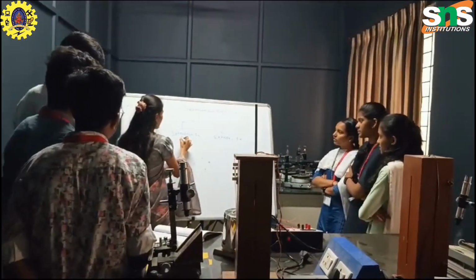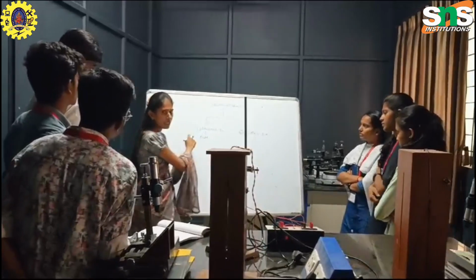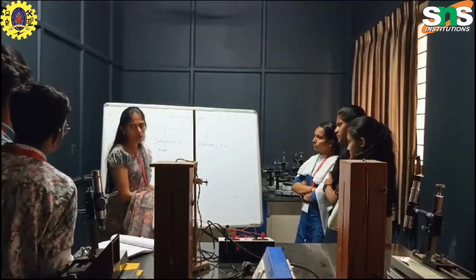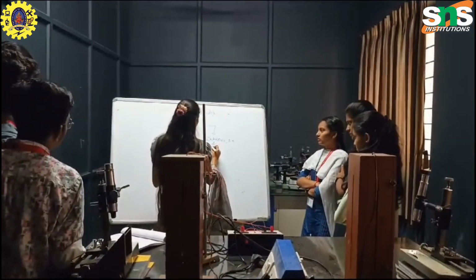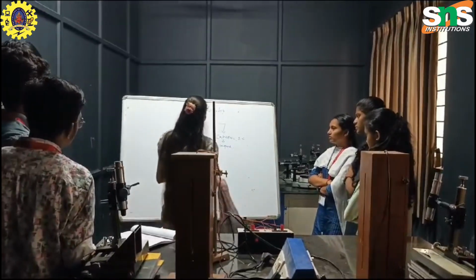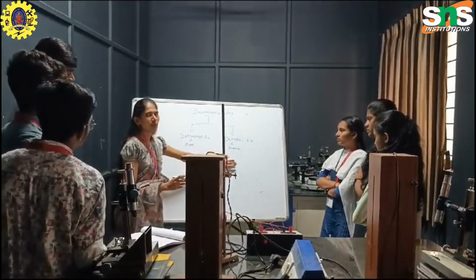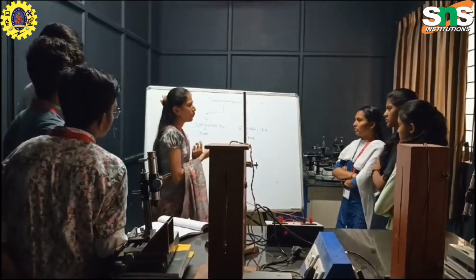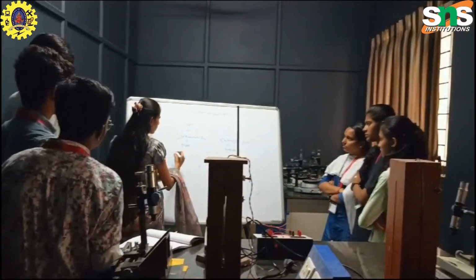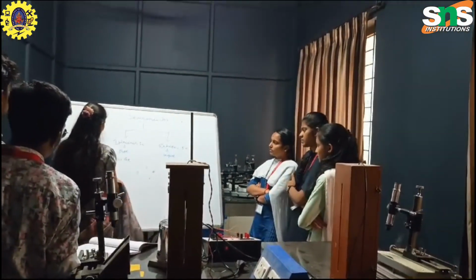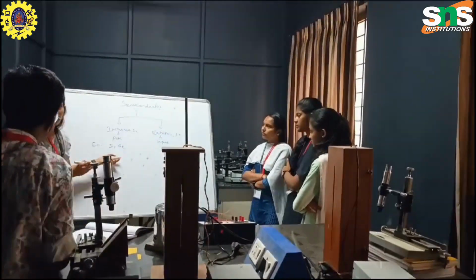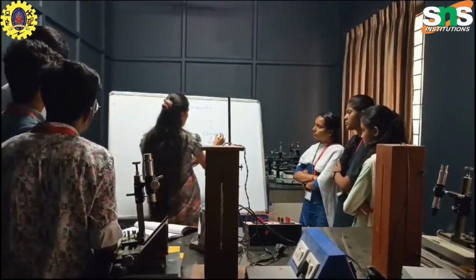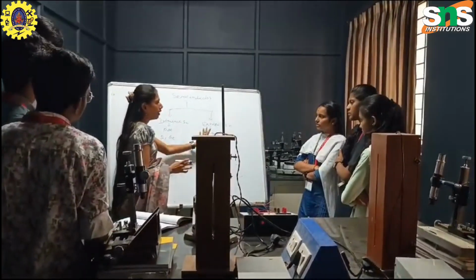What is an intrinsic semiconductor? A very pure semiconducting material is called an intrinsic semiconductor. And what is an extrinsic semiconductor? An impure semiconducting material is called an extrinsic semiconductor. What are examples of semiconductors? Silicon and then germanium. These are examples of intrinsic semiconductors. And extrinsic, as I already told, is an impure semiconducting material.